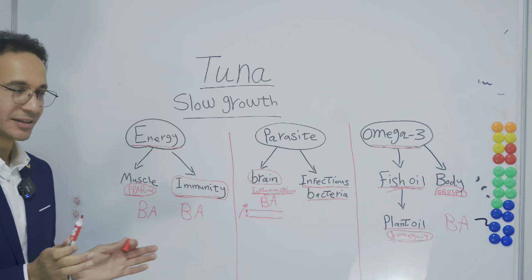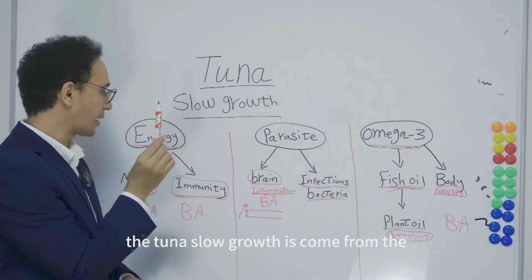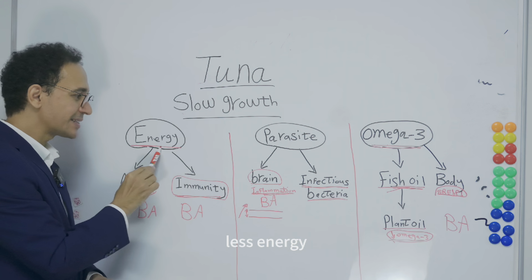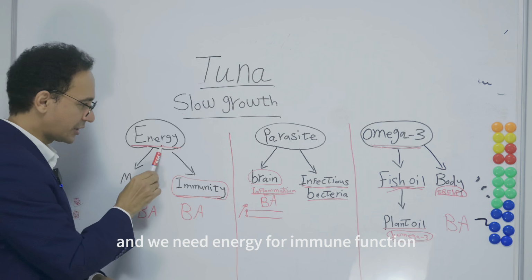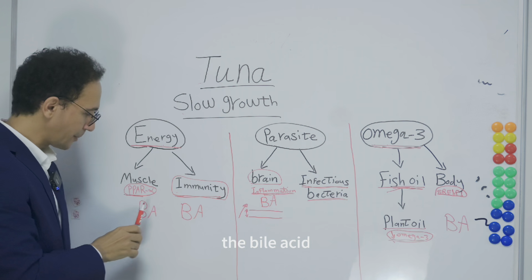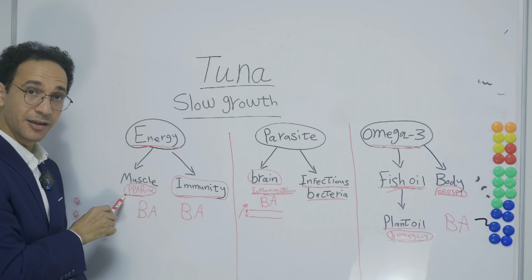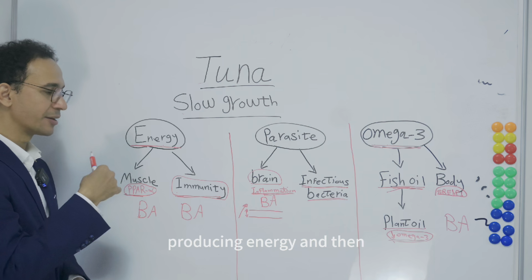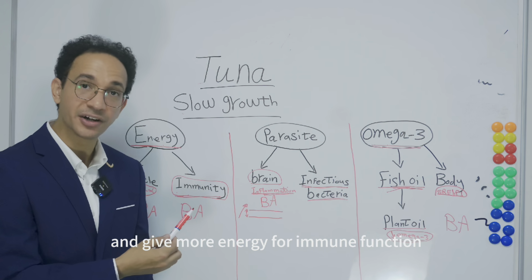So we can summarize today that the tuna slow growth comes from less energy. We need energy for muscle growth and we need energy for immune function. The bile acid controls the master gene of fatty acid metabolism producing energy and then gives more energy for growth and more energy for immune function.